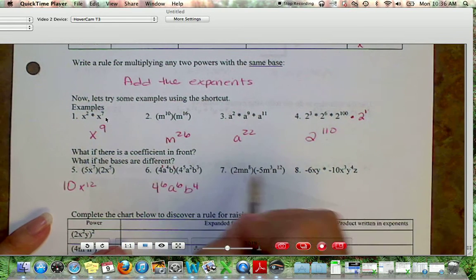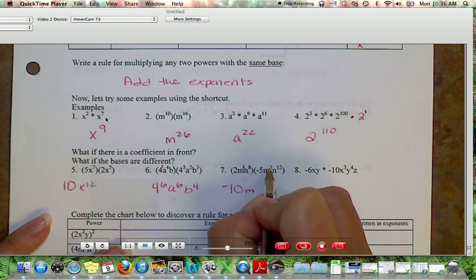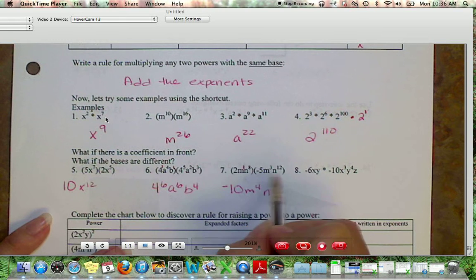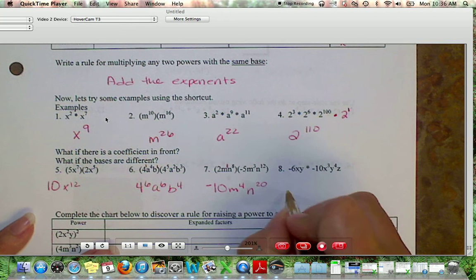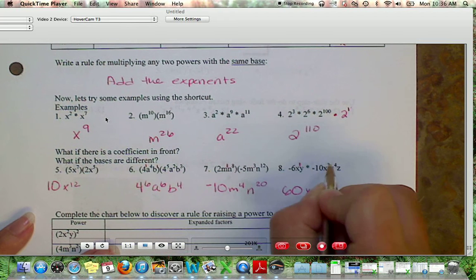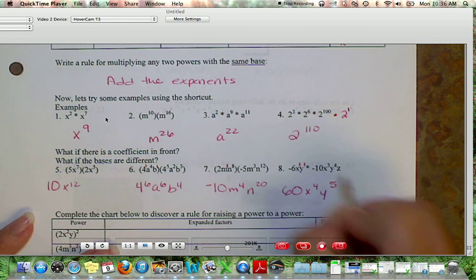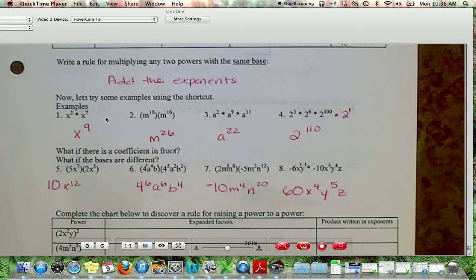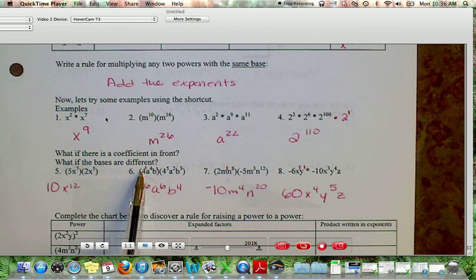All right, here we do 2 times negative 5 would be negative 10. M to the, remember that's first, plus 3 is m to the fourth, and n to the 8 plus 12 would be 20. And over here, negative 6 times negative 10 is 60, x to the 1 plus 3 is 4, y to the 1 plus 4 is 5, and then the z doesn't combine with anything, so it comes down. So we're just multiplying the coefficients, adding the exponents of like bases. This is the exception right here. If they are bases that have exponents, and they are the same base, then you use the exponent rules instead of just multiplying them. Okay.